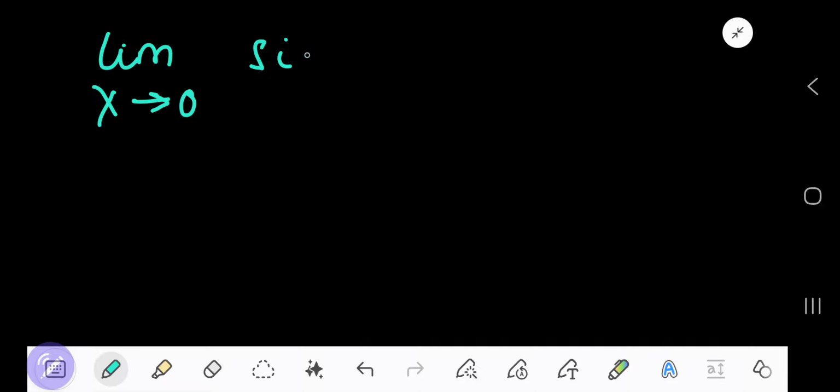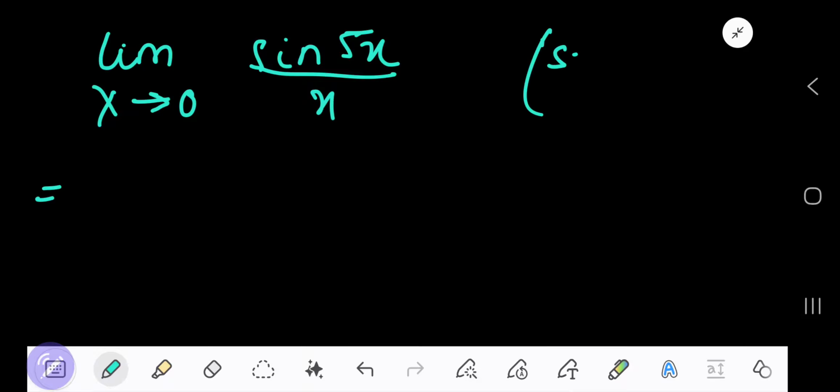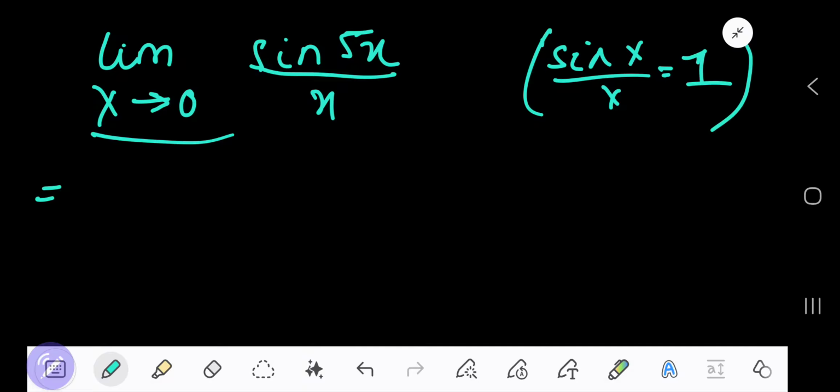Our next question is a trigonometric one. You have the limit as x approaches 0 of sine 5x divided by x. What would you do? Remember the law: the limit as x approaches 0 of sine x over x is just 1. So we have a similar case here, if you see carefully. All we need is a common numerator and denominator x value. I'll show you what that means.